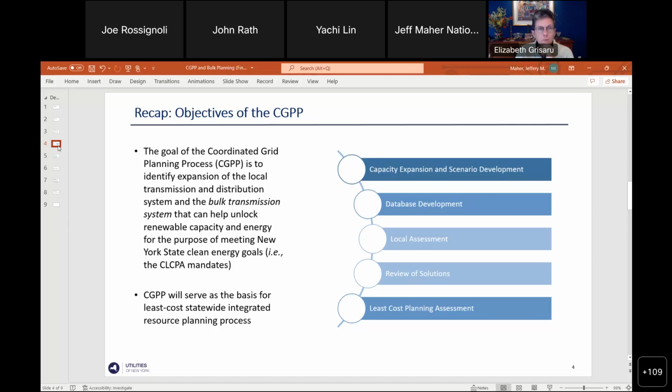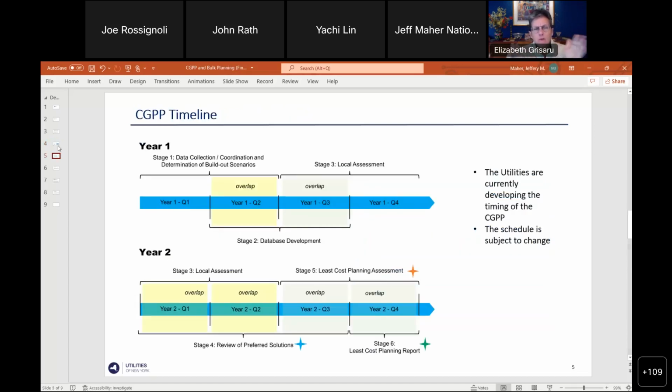Sure. And on the timeline slide, if I remember it, there's a several-month period for data collection, coordination and determination of the build-out scenarios. That's an early step in the process, and one where I think the utilities are proposing substantive interactions with stakeholders through EPAC. Yes, exactly.